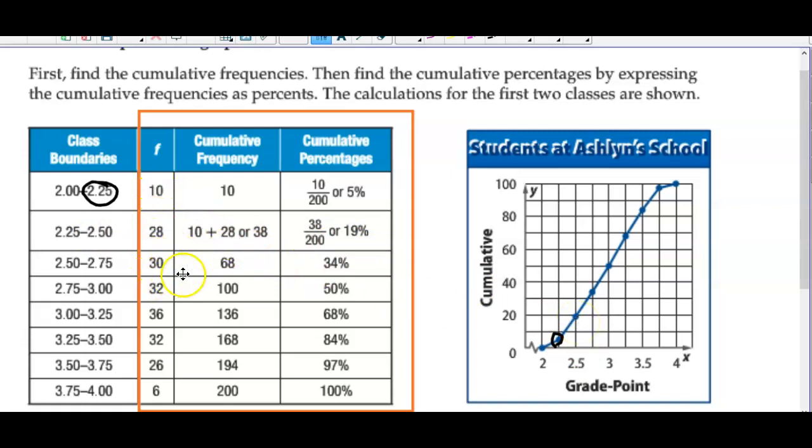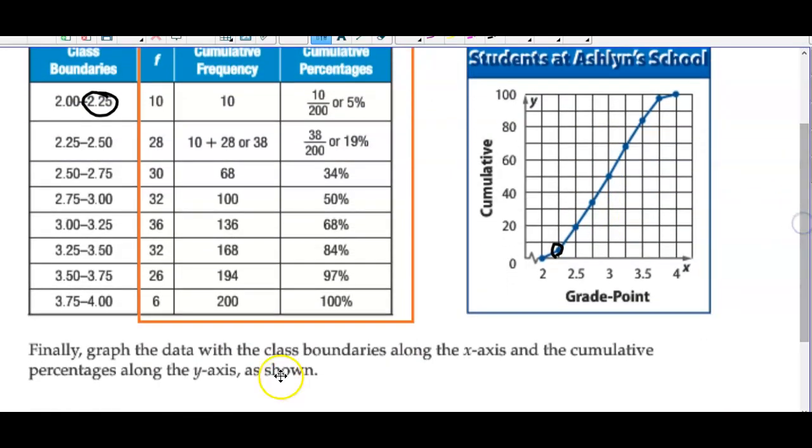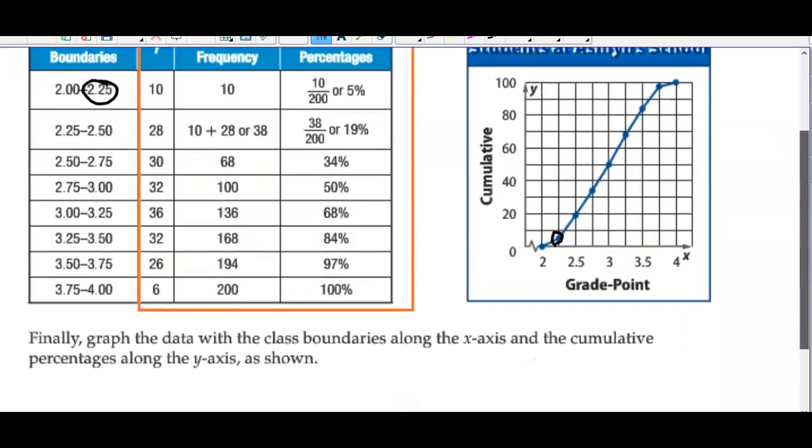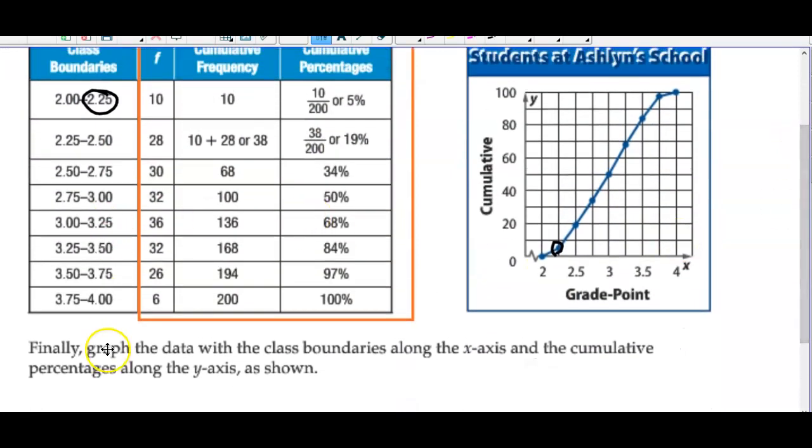Then they added up all of these, and 68 students had 2.75 or below. So at 2.75, they're over at 34%, and so on. Okay, 100 students total had below a 3. So at 3, it's up at 50%. And so on. So the question is, was there a question? I thought there was a question. Okay, so maybe it's on the next slide.